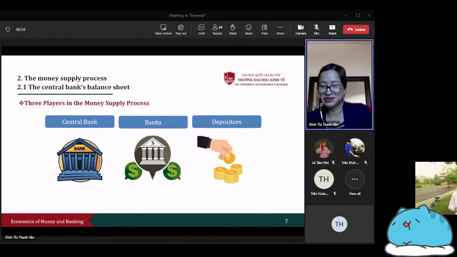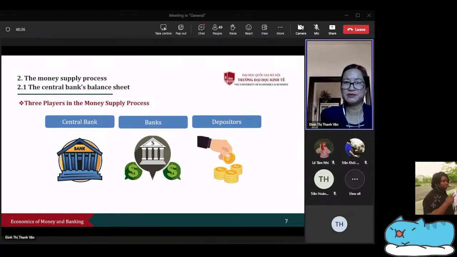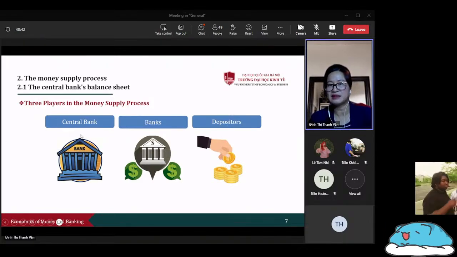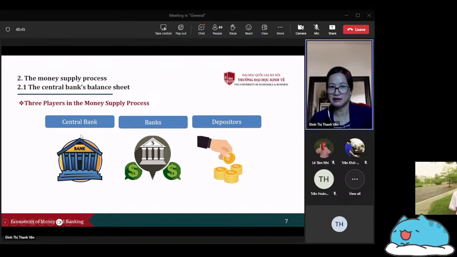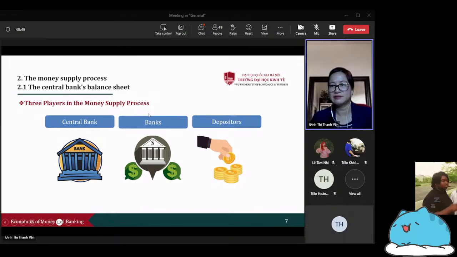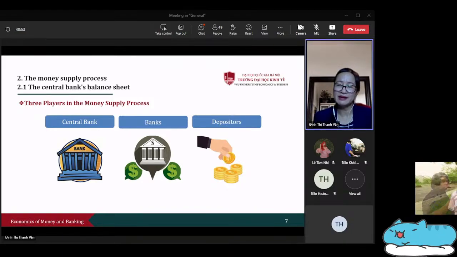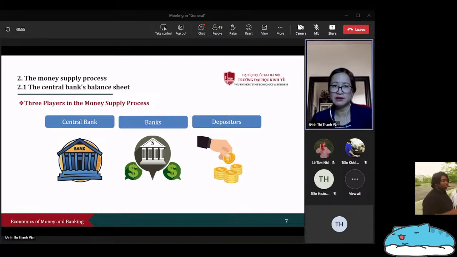There are assumptions, but it's really close to reality. There are three main players in the money supply process. The first one is the central banks in any country. The second one is banks. Actually, they are financial institutions. They might be banks, they might be credit unions.